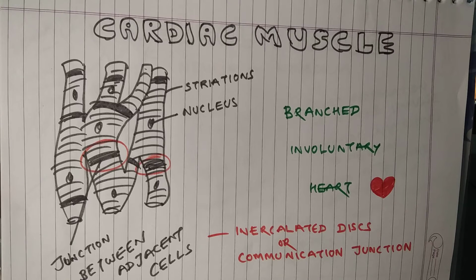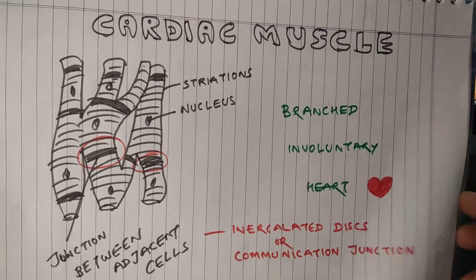Smooth muscles work for a longer duration, but eventually they also get tired. But cardiac muscles work tirelessly throughout the life. They don't stop, and that is why our heart continues to beat throughout the life.